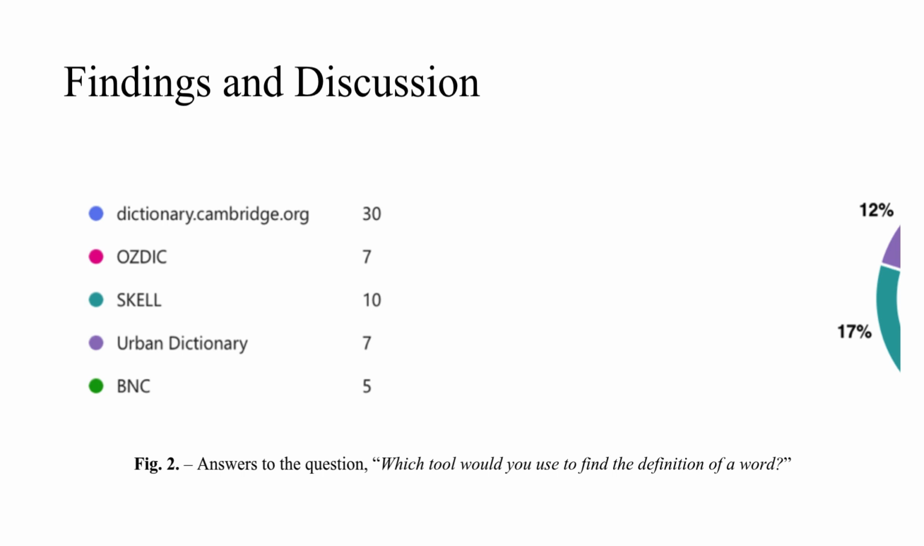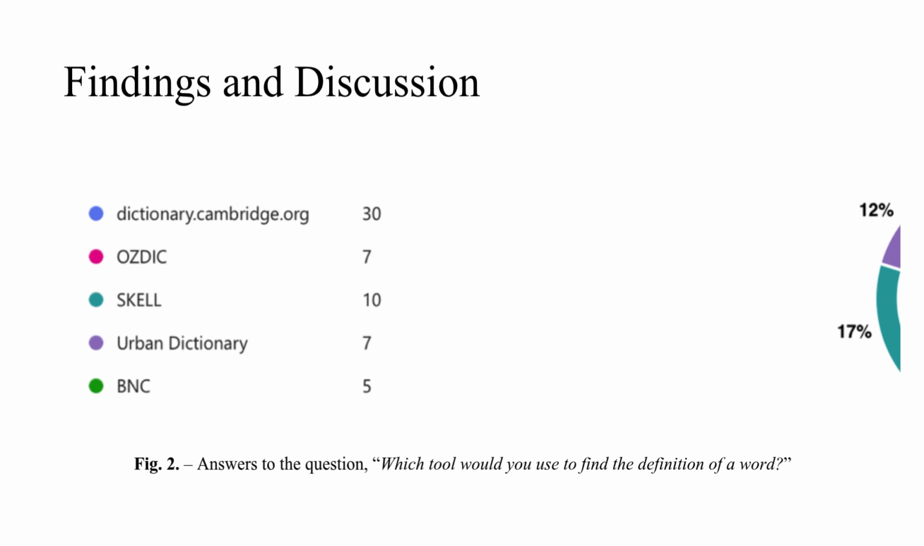Figure 2 displays the result of the question, which tool would you use to find the definition of a word? 51% would use the Cambridge Learner's Dictionary and 17% indicated SCAL. Although SCAL is mainly used as a corpus engine to retrieve real data, students also explored the tab Similar Words, which displays similar words in a word cloud format.